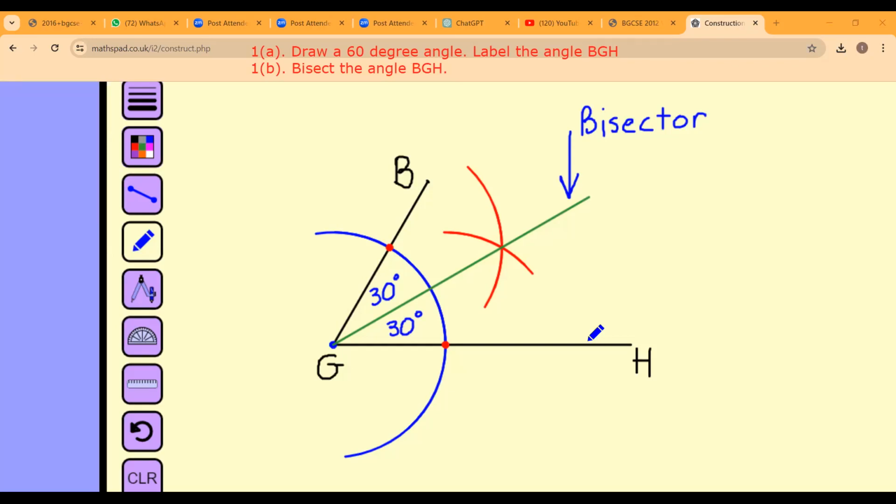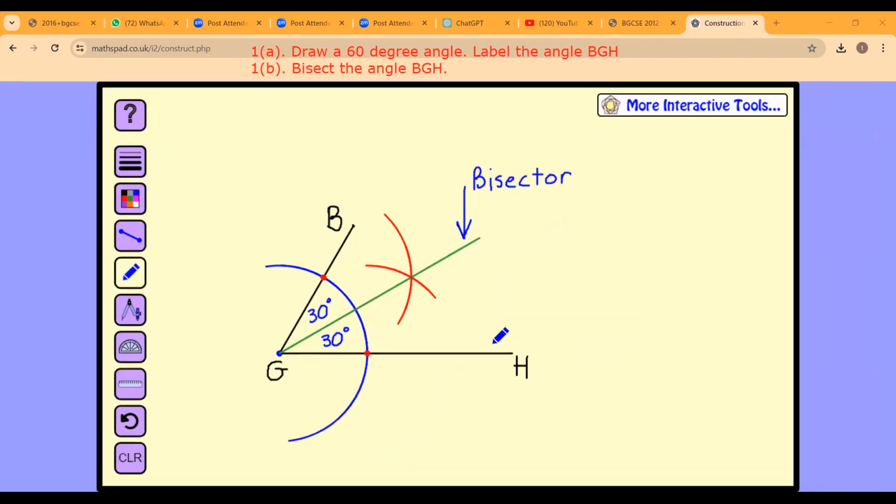Yeah, put it to 2 decimal places. All right, so good. Let's do one more example of this. Okay, so let's go ahead. So we bisected a 60-degree angle and we got 30. Okay.